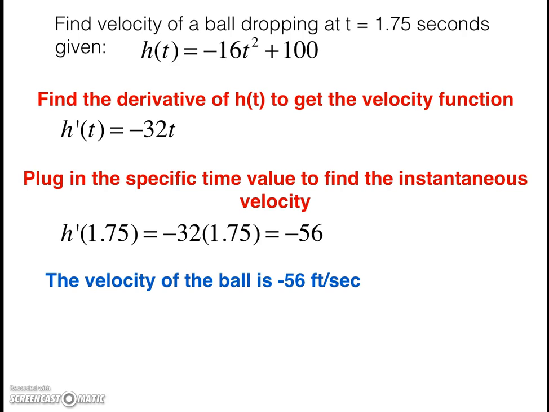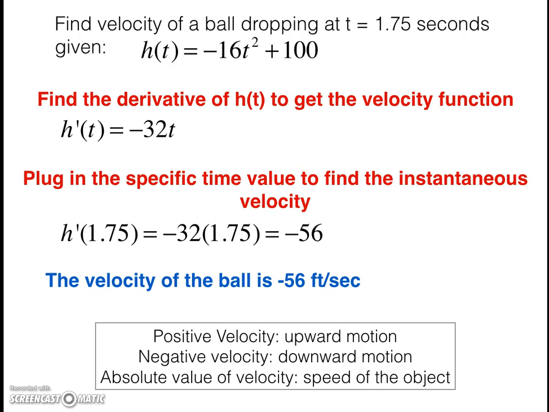feet per second. When it comes to velocity, if we have a positive velocity, it's an upward motion. A negative velocity is a downward motion. The absolute value of velocity is the speed of the object.